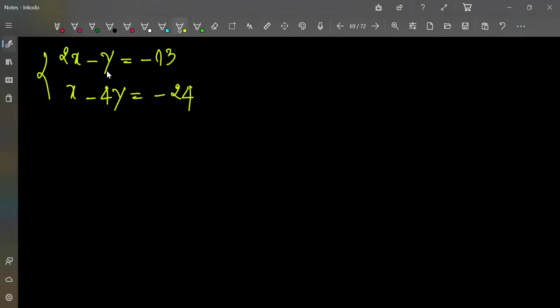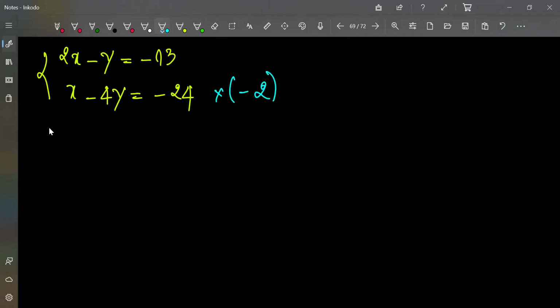So if you want to solve this exercise, you need to eliminate one of these variables. You can eliminate variable x or eliminate variable y. So in this case, I will eliminate variable x. Okay, if you want to eliminate x, you need to multiply the second equation by negative 2.